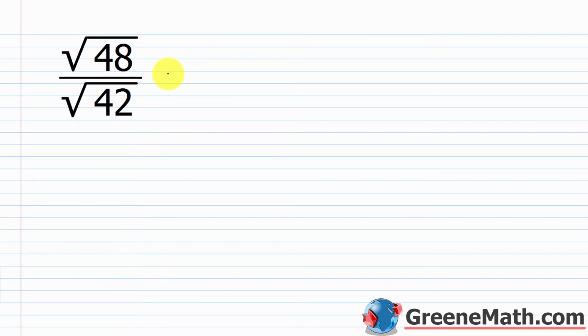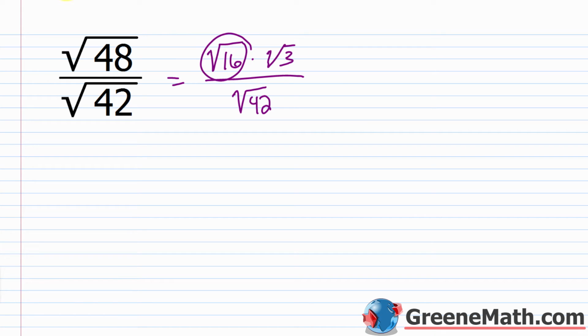So square root of 48, I know 48 is 16 times 3. So 16 is a perfect square. So we do square root of 16 times square root of 3. And for 42, I know 42 is 7 times 2 times 3. So no perfect squares in there, right? I got a 7, I got a 2, and I got a 3. So really it's just square root of 42. So this right here I can simplify. I know that would be 4, so this becomes 4 times square root of 3 over the square root of 42. So now we're just going to multiply the numerator and denominator by that square root of 42.